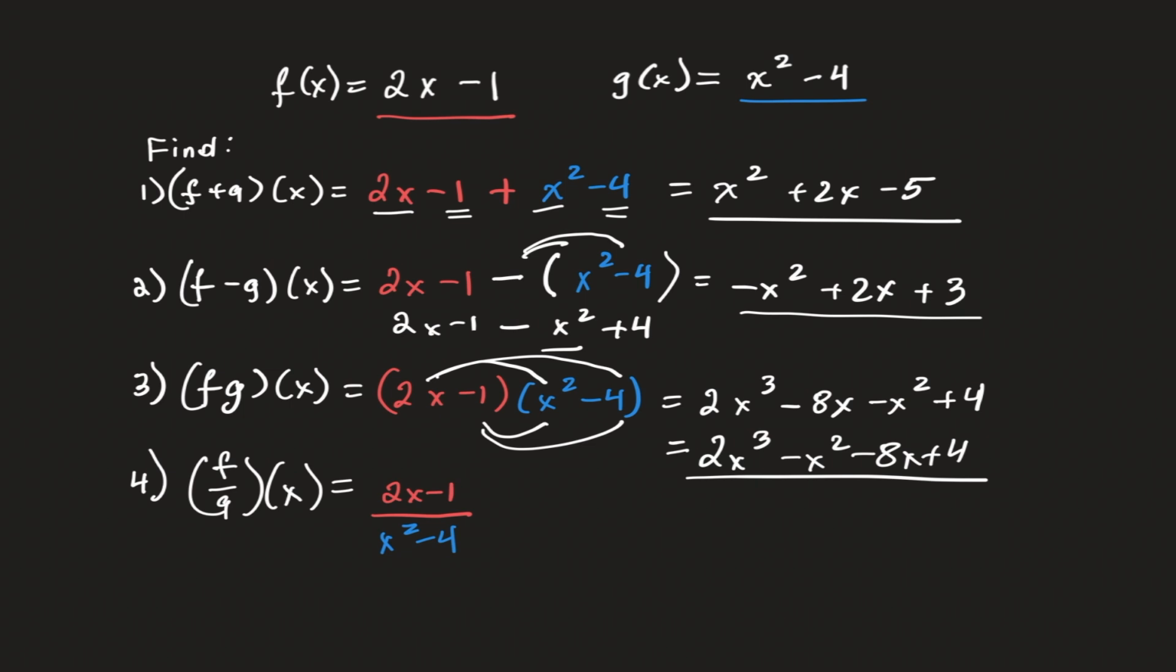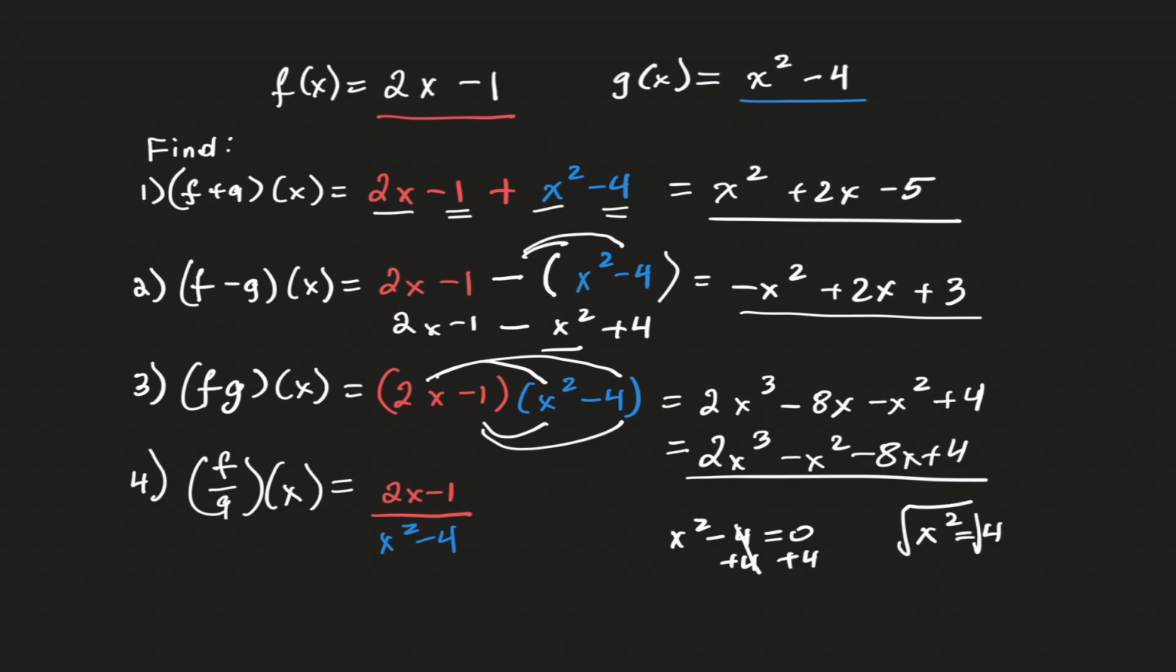And at this point, you're pretty much done, except that you want to say what values x cannot be, because it would make the denominator equal to 0. So somewhere on the side, you want to set the denominator equal to 0 and solve for x. I'm going to add 4, which gives me x squared is equal to 4.